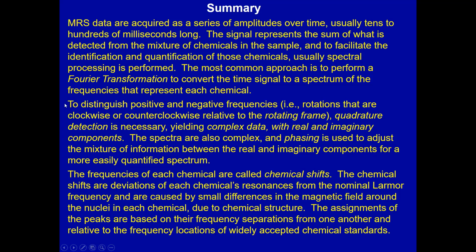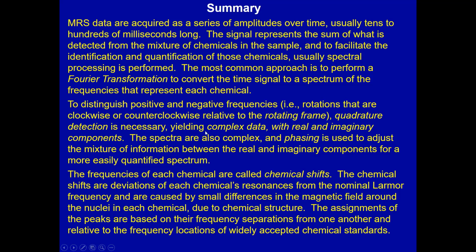So we put ourselves in the rotating frame, and anything that moves away from you in one direction would be called positive. Anything that moves in the other direction is called negative. And to get an unambiguous measurement of where they lie to the left or right of you, we need something called quadrature detection. Because then we can tell whether things are going clockwise or counterclockwise.